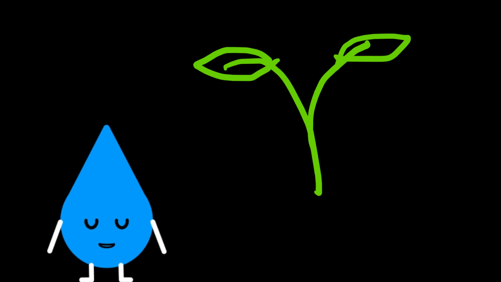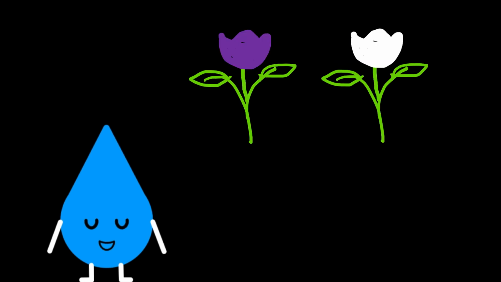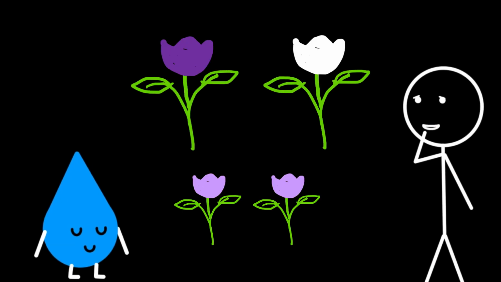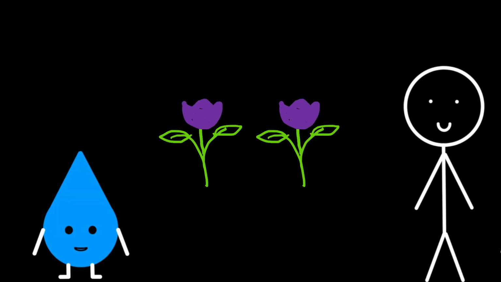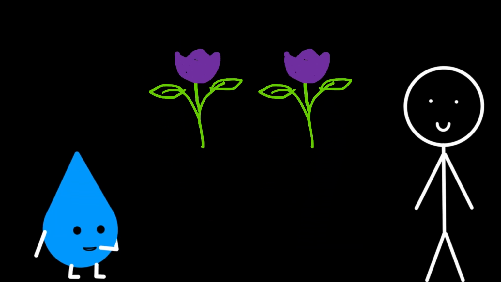You have some pea plants. You breed purple flowers with white flowers. What do you get? Light purple flowers? Nope, fully purple flowers. What happens then when you breed these purple flowers amongst each other?